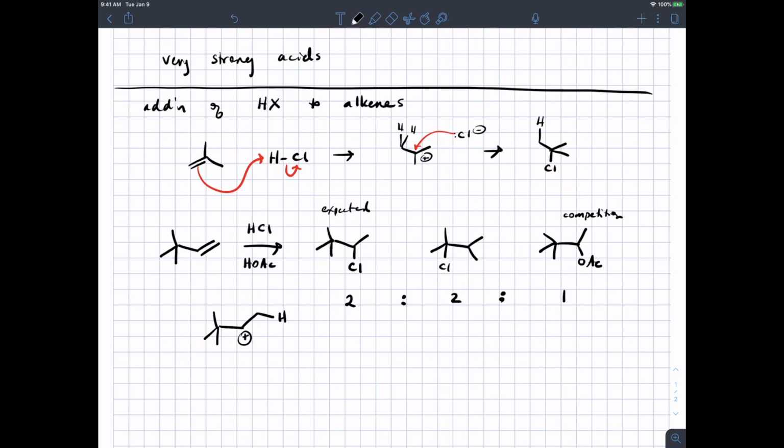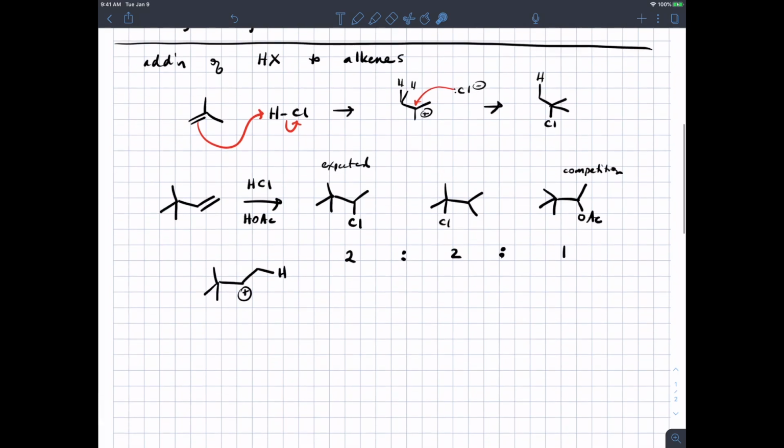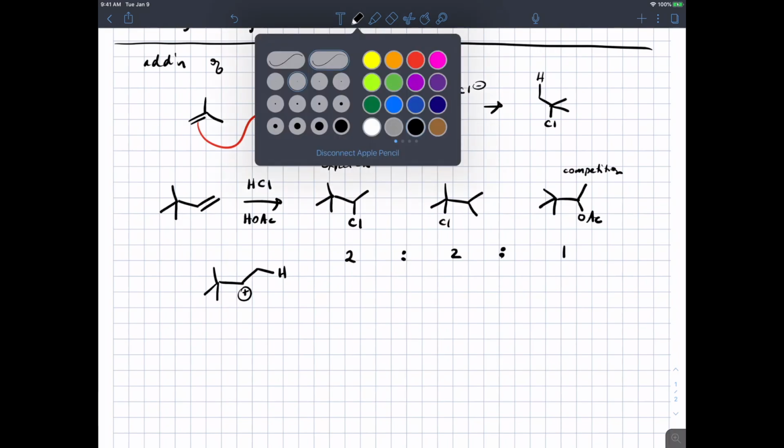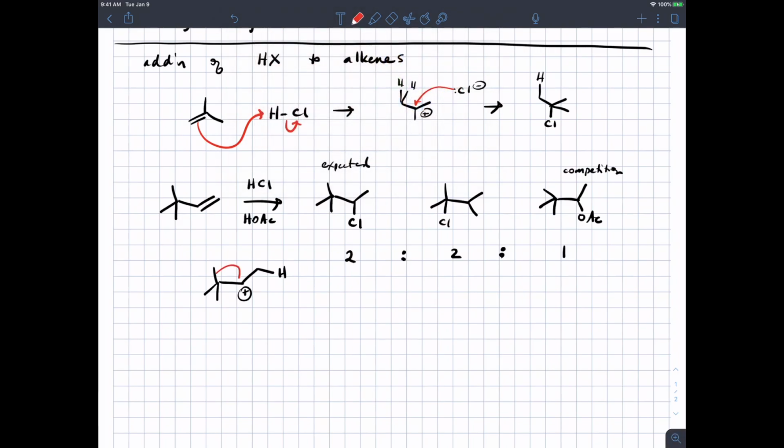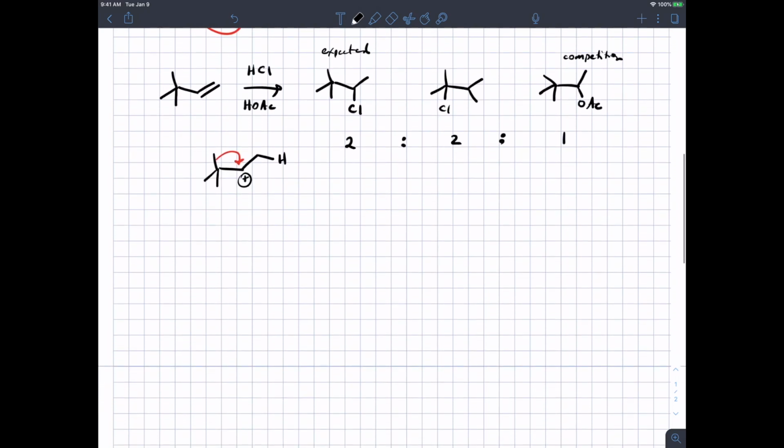How about the one in the middle? Where do you get that from? The evil methyl rearrangement, which would involve one of these methyls leaning over through a bridged sort of carbonium, either intermediate or transition state, difficult to say, to get you this carbocation.